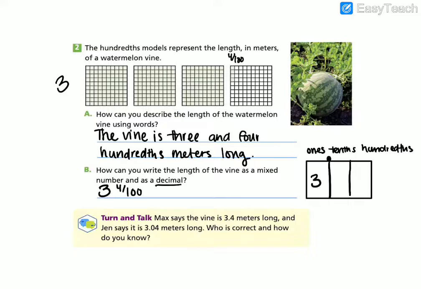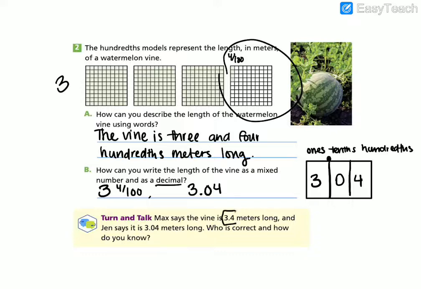I know I have 3 ones, and I know I have 4 hundredths. Do I have any tenths in this model? I do not, so I need a 0 in the tenths place. So to write this as a decimal, it would look like 3 and 4/100ths.